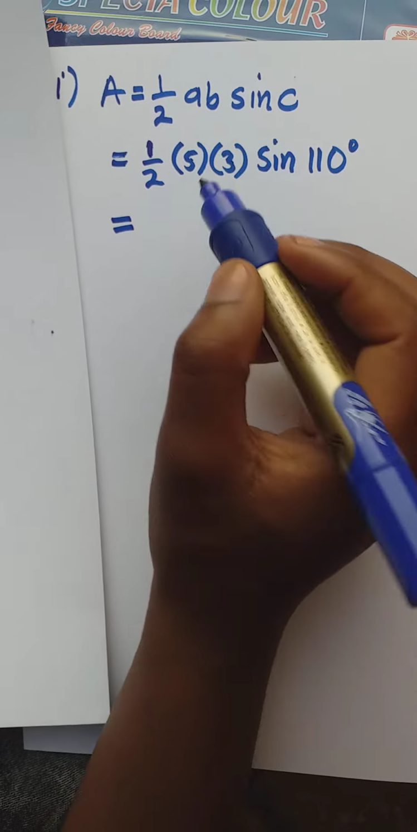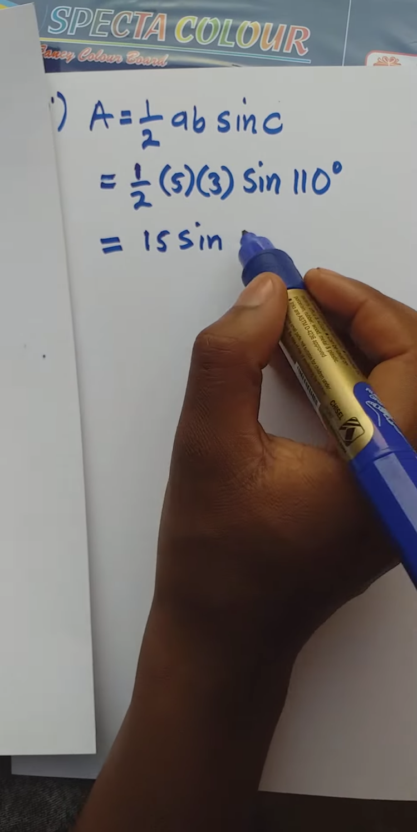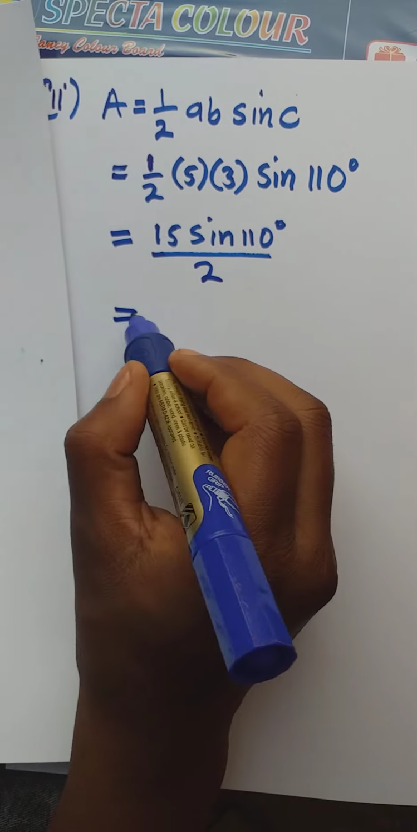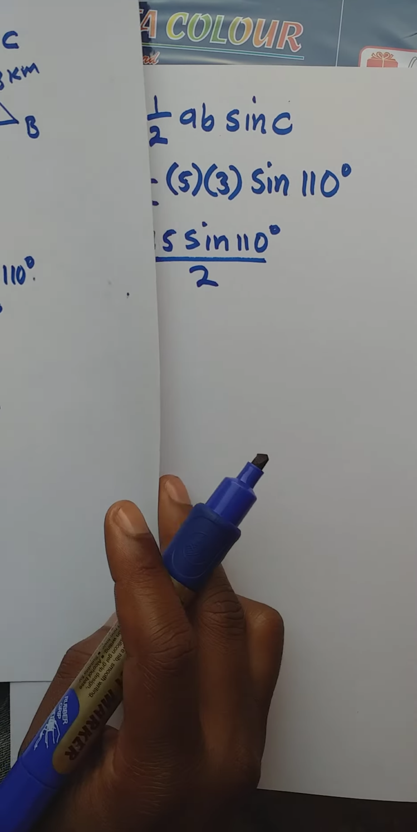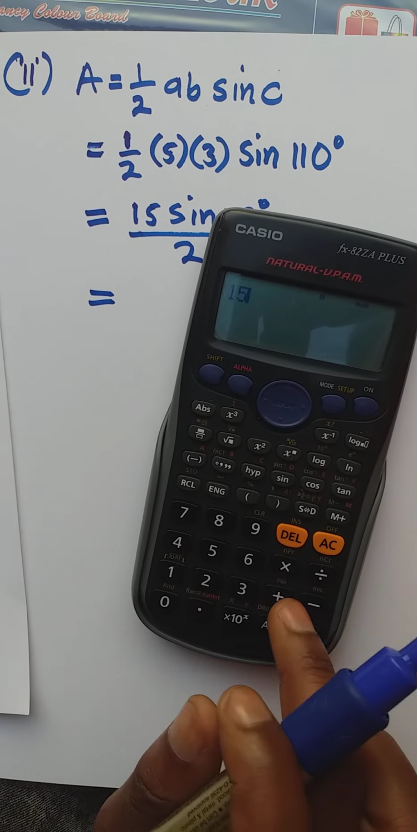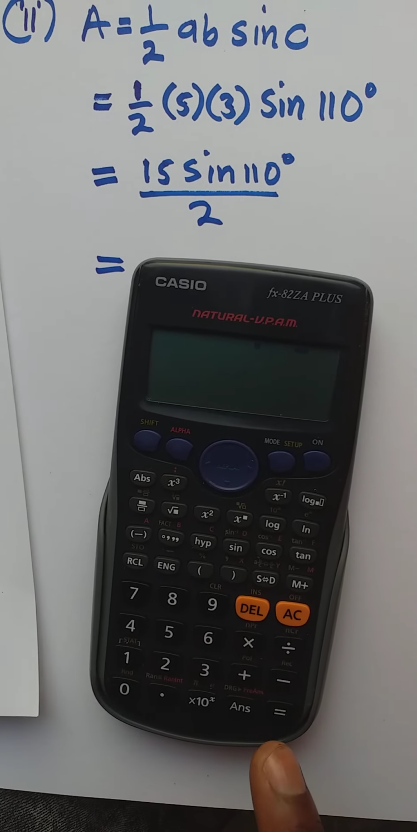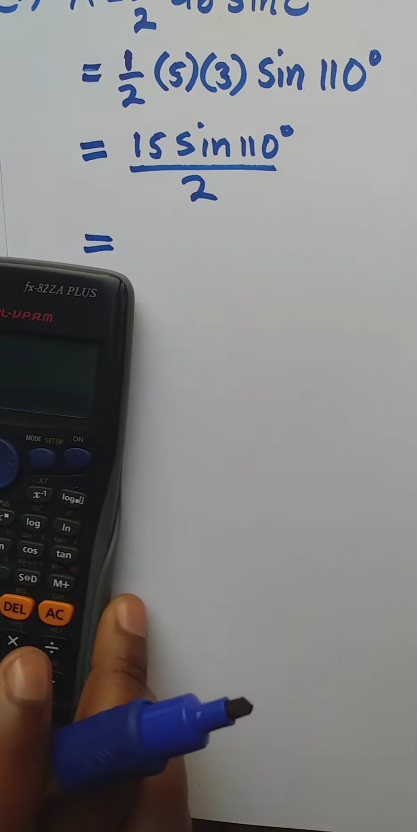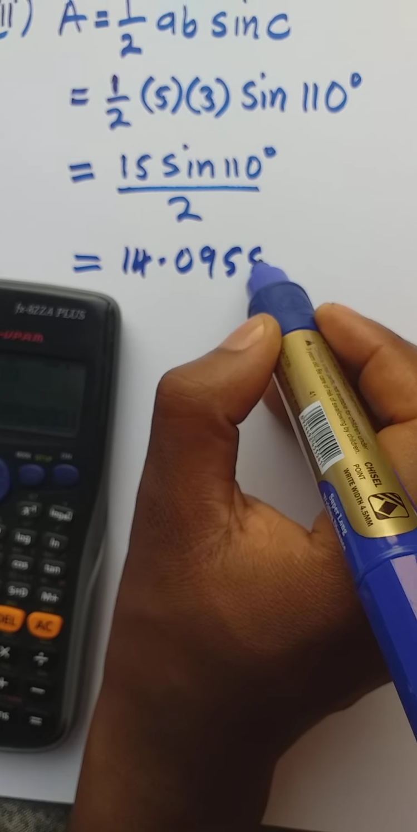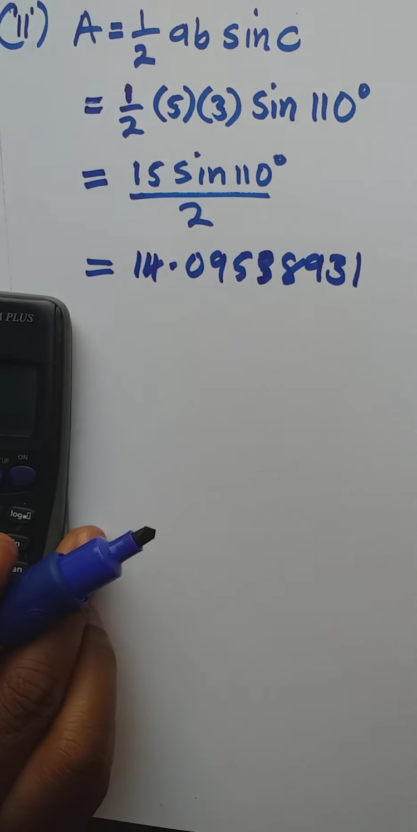It's 1 times 5 times 3, we get 15 sine 110 degrees over 2. Okay, so you can do the calculations on a calculator. You can say 15 times the sine 110. So you get the answer 14.09538931.